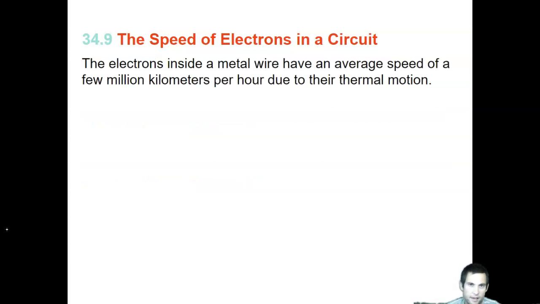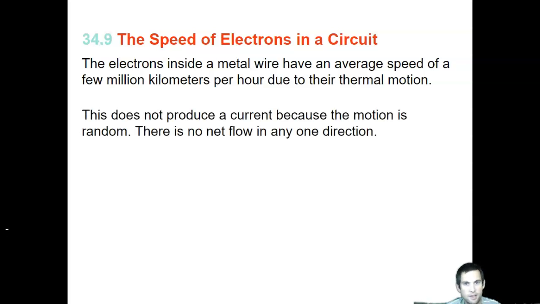The electrons inside a metal wire have an average speed of a few million kilometers per hour due to their thermal motion. So this does not produce a current because the motion is random. There is no net flow in any one direction. So the electrons are just moving all around between those valence electrons.